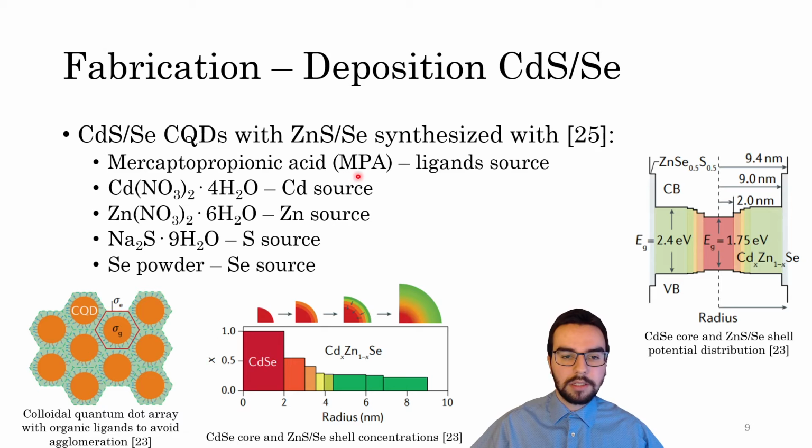Now the synthesis is done with a cadmium source, zinc source, sulfur source, and a selenium source in order to have all the building pieces to create these quantum dots. An interesting thing is this picture on the right here. We can see the different potentials and band gaps of the zinc sulfide selenium, as well as just the core itself.